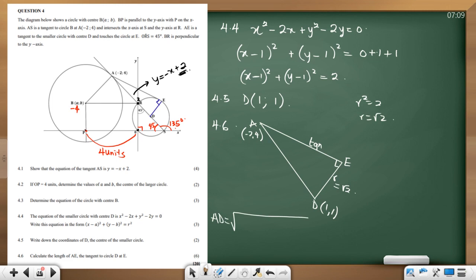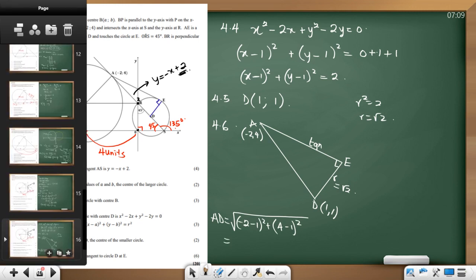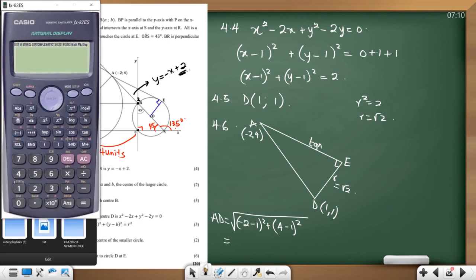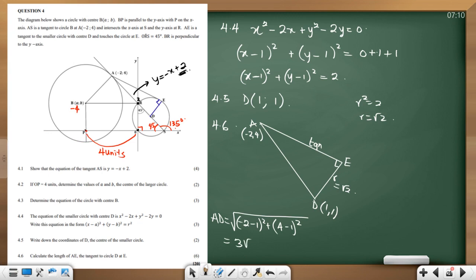Root of (x2 minus x1) squared, that is (-2 minus 1) squared, plus (y2 minus y1) squared. What will our answer be? Let me get a calculator. It's been a long session. Minus 2 minus 1 will give us 3. 3 squared will give us 9. All right? I'm still not using a calculator there. And 4 minus 1, 3. 3 squared will give us another 9. Oh, so it's just the square root of 18, which is 3 root 2. I don't even know why I used that calculator.